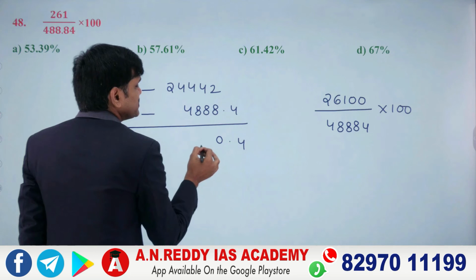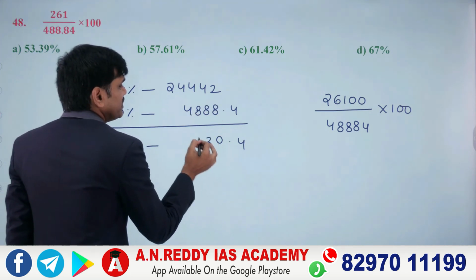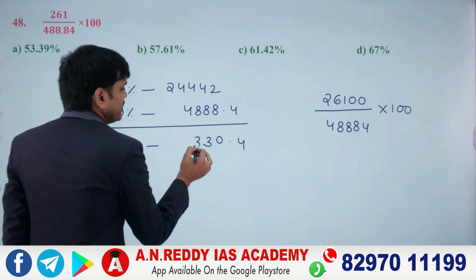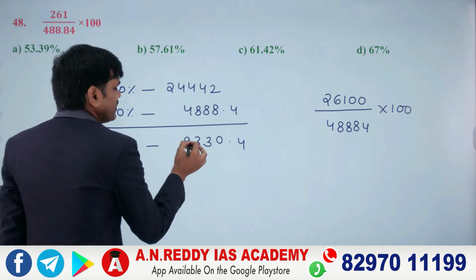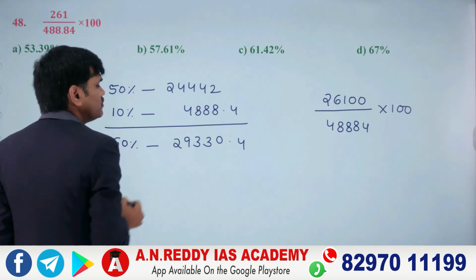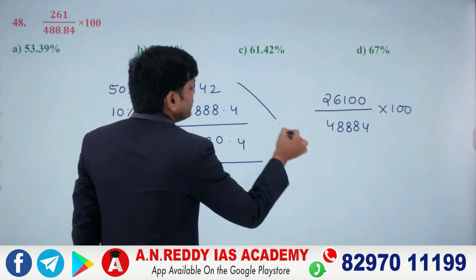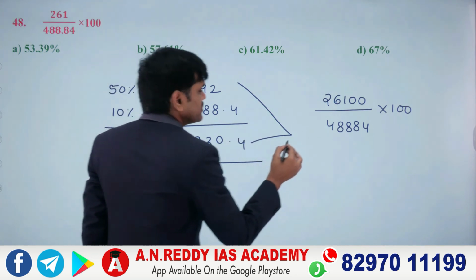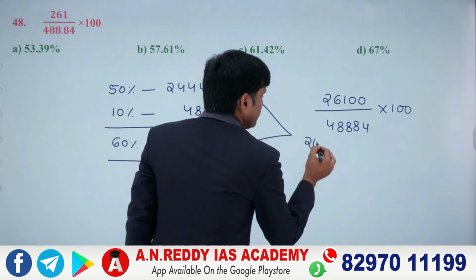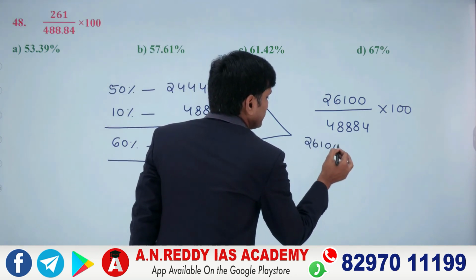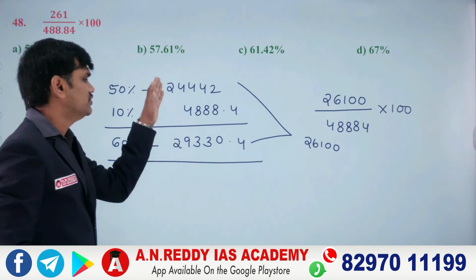2 plus 8, that is 10. So this will give you 13. This will again give you 13. This will give you 9. This is 2. So 29330.4. So our target is between these two. Our target is 26,100, and that is between these two.